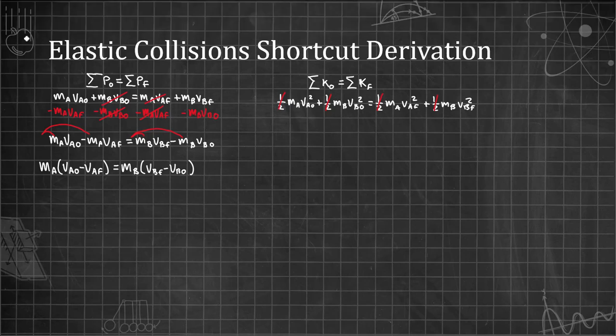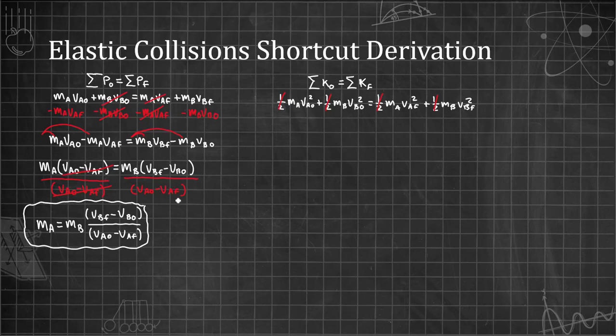The last thing we're going to do to this equation in this derivation is isolate the term ma. We're doing this because it will give us something we can substitute into our other equation, so we'll effectively be able to eliminate a mass term in the kinetic energy equation on the right-hand side. We'll do this just by dividing both sides by the parentheses statement va initial minus va final, and that gives us an expression for ma.